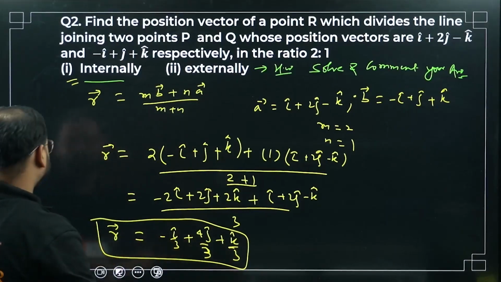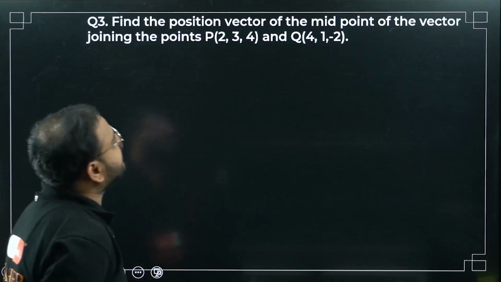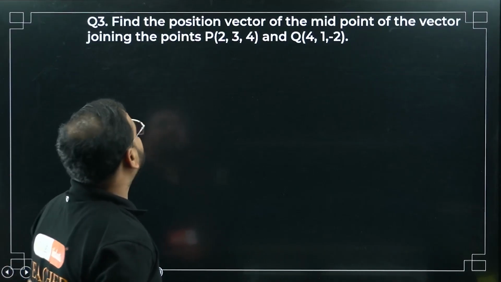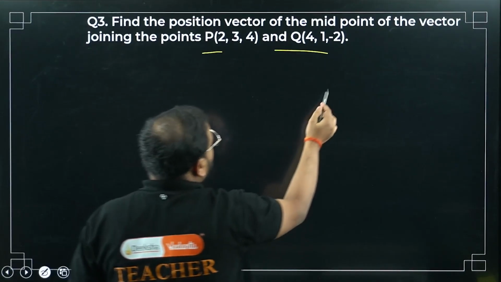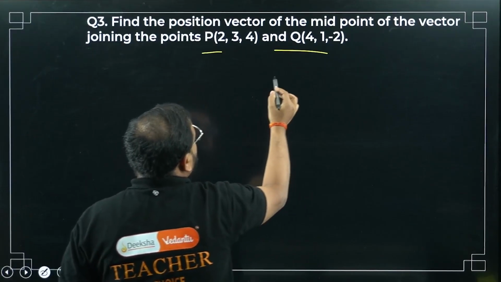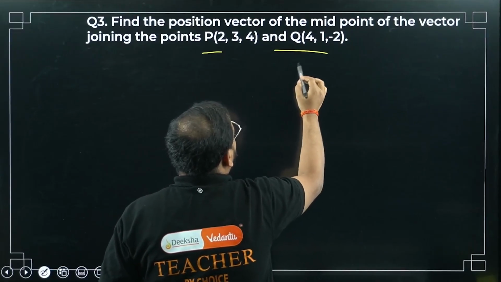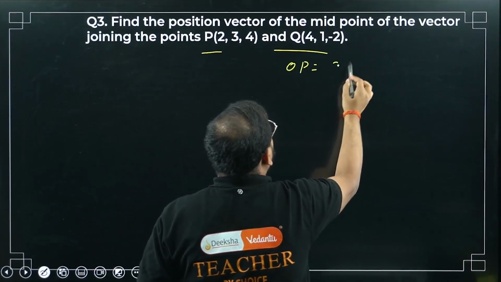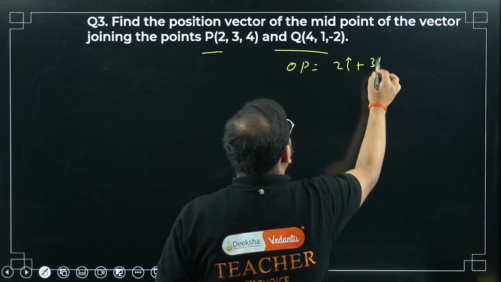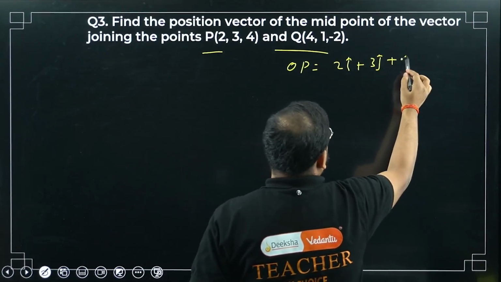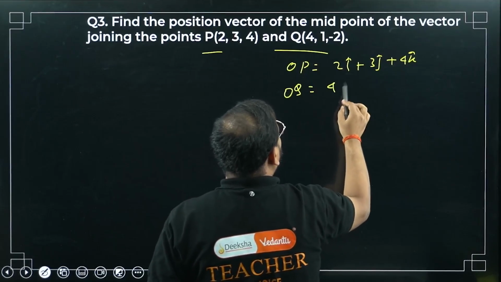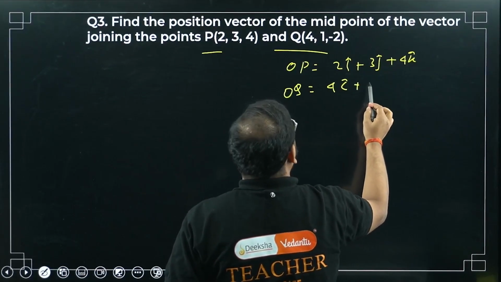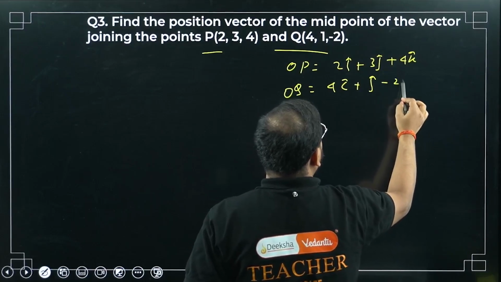Chaliye, moving on. Question number 3. Find the position vector of the midpoint of the vector joining P and Q. This is very simple. How will you write this? Please tell me. If I write OP, it will become what? 2i cap plus 3j cap plus 4k cap. Same way, OQ will be what? 4i cap plus j cap minus 2k cap.